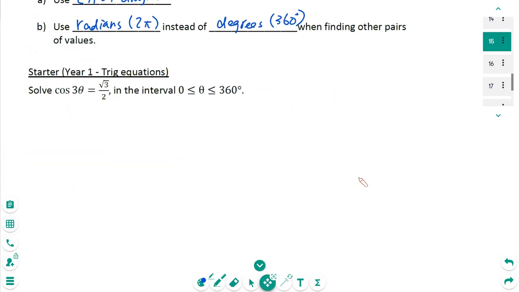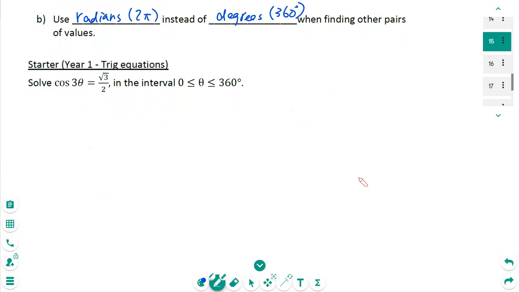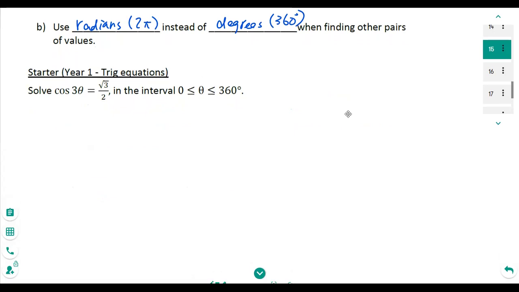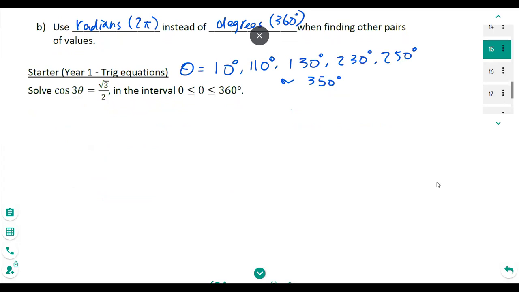Starter. If you're confident with your CAST diagram and year 1 trig equations, you can pause the video and have a go at the question. When you're ready for the answer, you can press play. Right, so here are the answers. So theta equals 10, 110, 130, 230, 250, and 350 degrees. That's the final answer. If you got it right, well done. You can move on to the next example. But if you don't, let's go through it, okay?